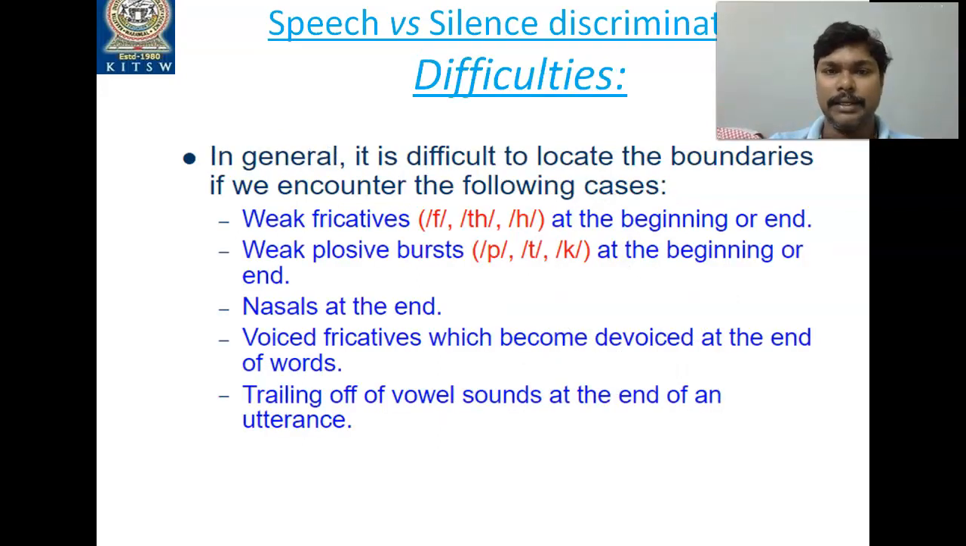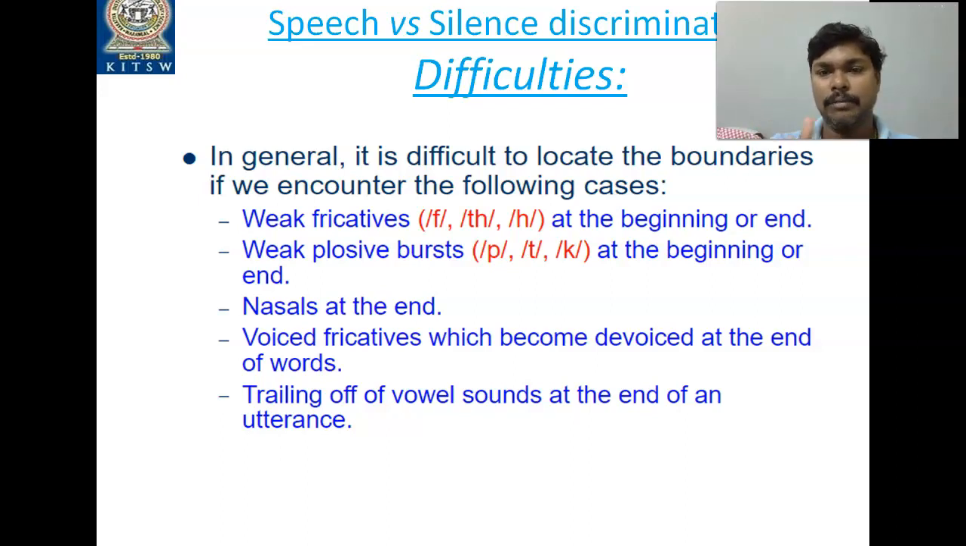So what are the difficulties actually? In general, it is very difficult to locate the boundaries if we encounter the following cases. These are the cases that I have mentioned in the slide. There are some difficulties in locating the beginning and end of a speech. The first important difficulty is weak fricatives at the beginning or the end of a speech utterance.